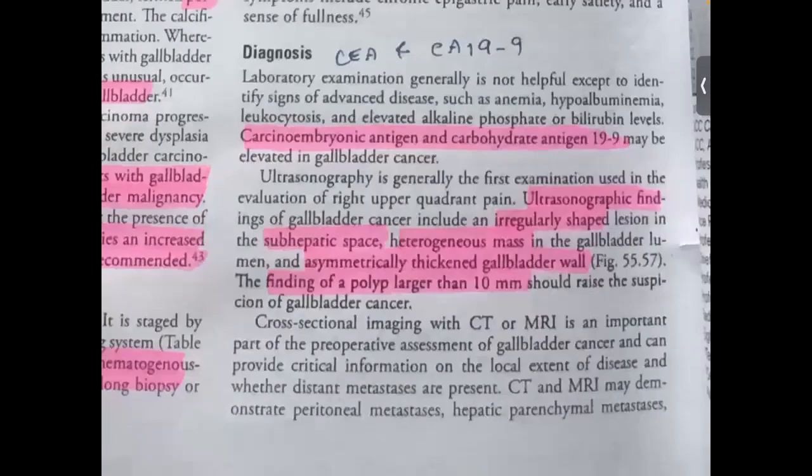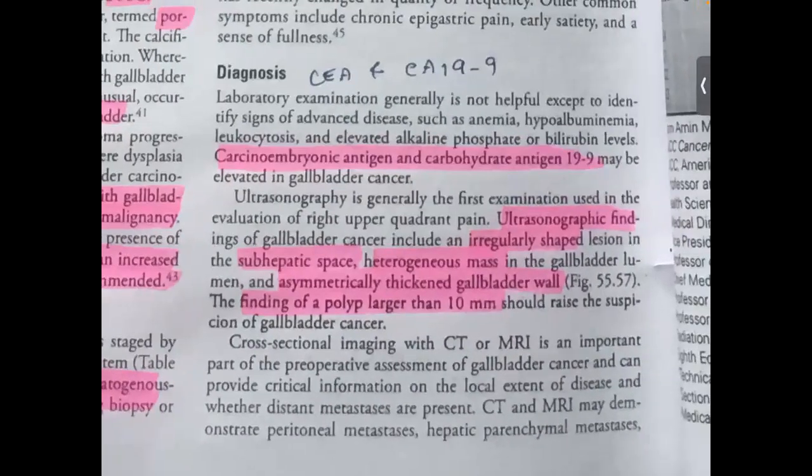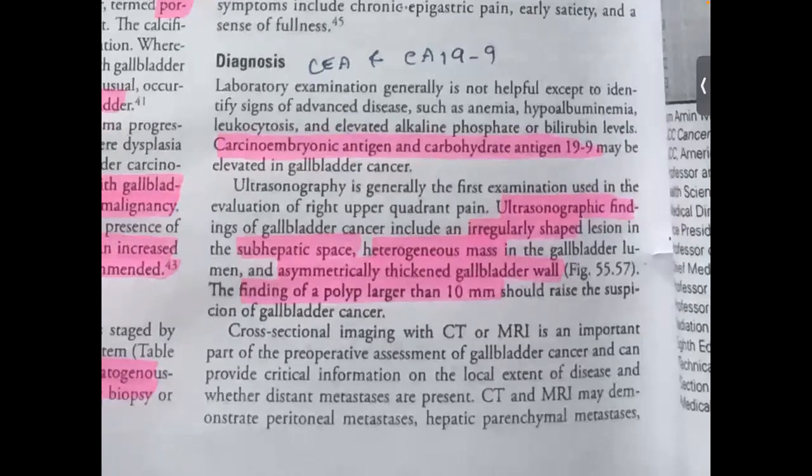For diagnosis, we have to do CEA and CA 19-9. That is very important. They are elevated. Ultrasound findings of gallbladder cancer are an irregularly shaped lesion in the subhepatic space, a heterogeneous mass in the gallbladder lumen, an asymmetrically thickened gallbladder wall, and a polyp larger than 1 centimeter should raise suspicion. So: heterogeneous mass, irregular shape, subhepatic space, asymmetrical wall thickening, and polypoid lesion more than 1 centimeter.